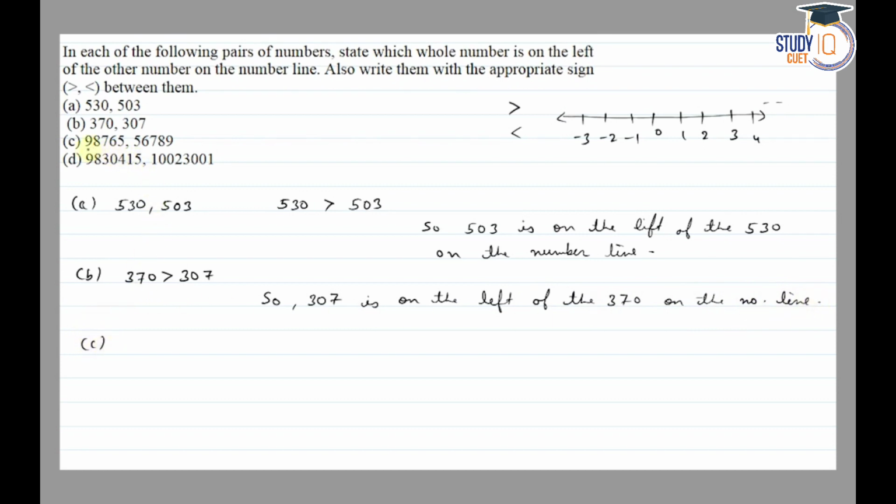See, in C we are given 98,765 and 56,789. So 98,000 and 56,000 are given. So 98,000 is obviously greater than 56,000. So here we will have 98,765 is greater than 56,789. So 56,789 is on the left of the 98,765 on the number line.